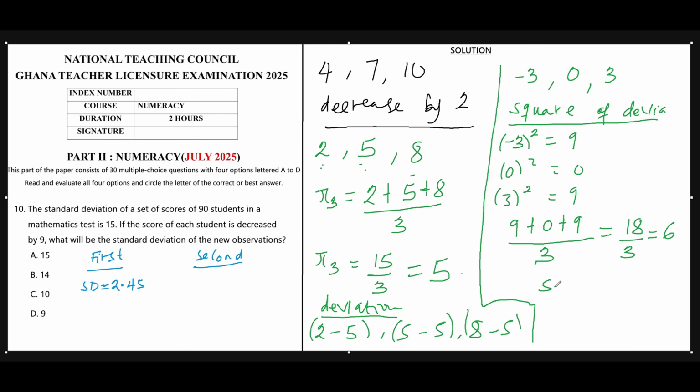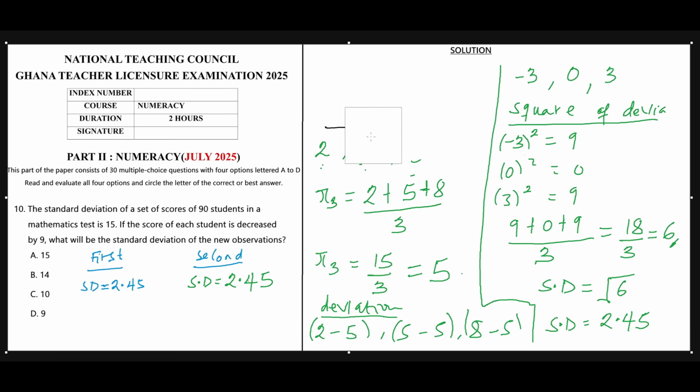Now we want the standard deviation. So the standard deviation will be the square root of this result, which is 6. And we know that the square root of 6 to 2 decimal places is 2.45. So the second instance, we also had 2.45. So can we draw the conclusion?